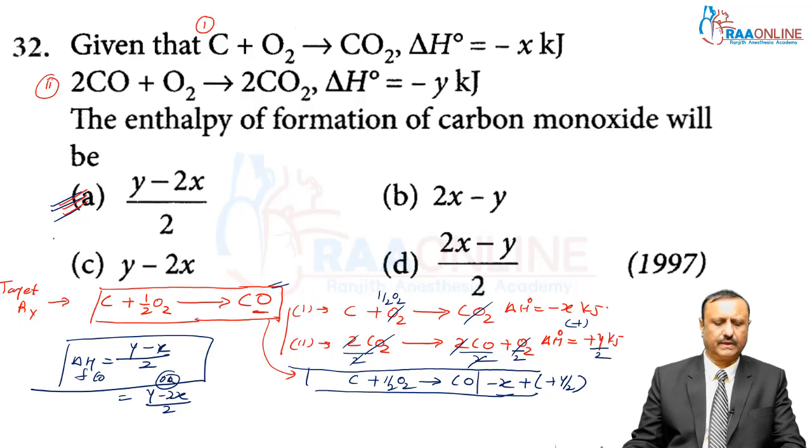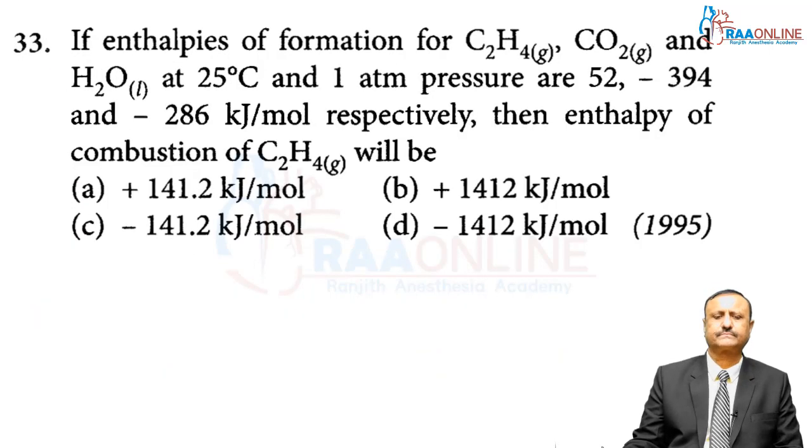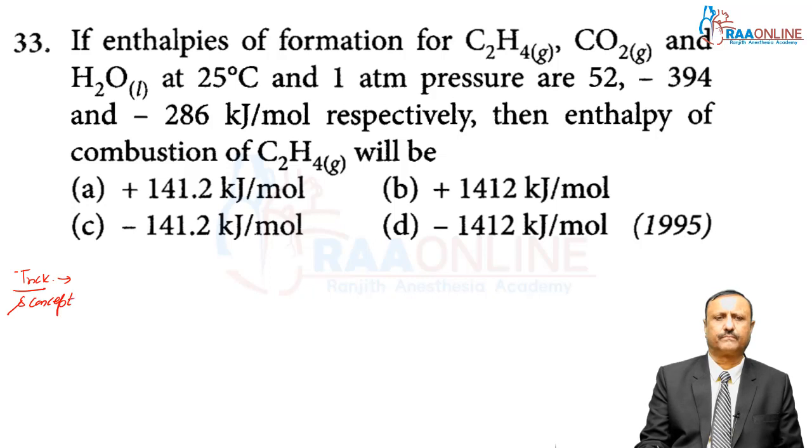Now, my dear students, we can go to question number 33. If the enthalpy of formation of ethene, CO2 and liquid water at 1 atmosphere are 52, minus 394 and minus 286 respectively, then the enthalpy of combustion of ethene will be. What is the trick here, my dear students? You can solve this question with the trick and concept. First of all, we want the enthalpy of combustion of C2H4 gas.